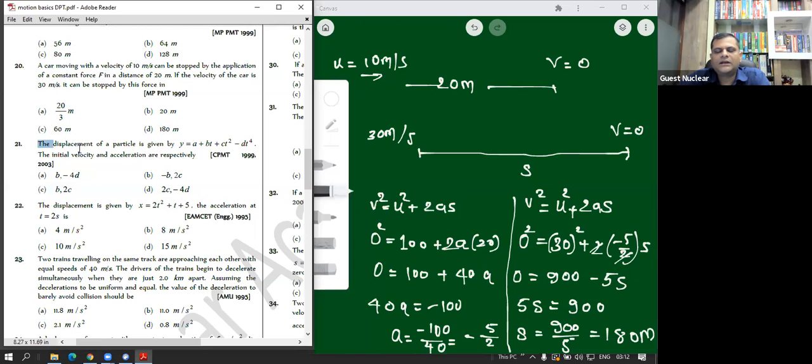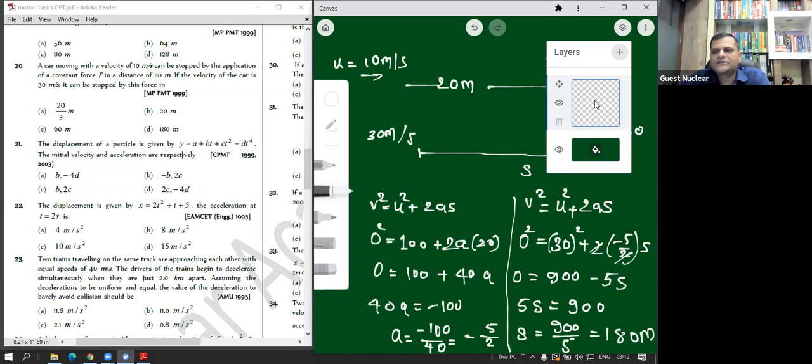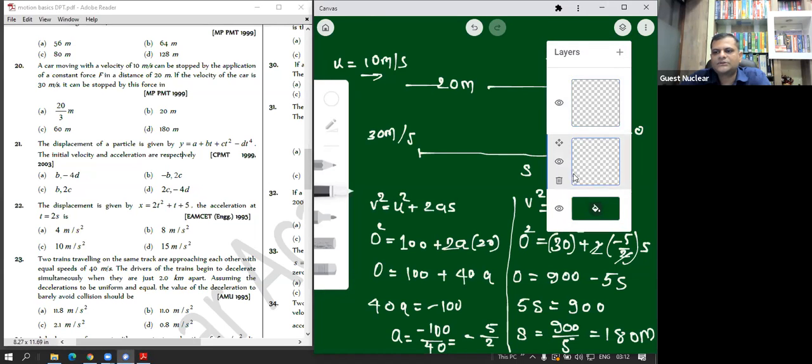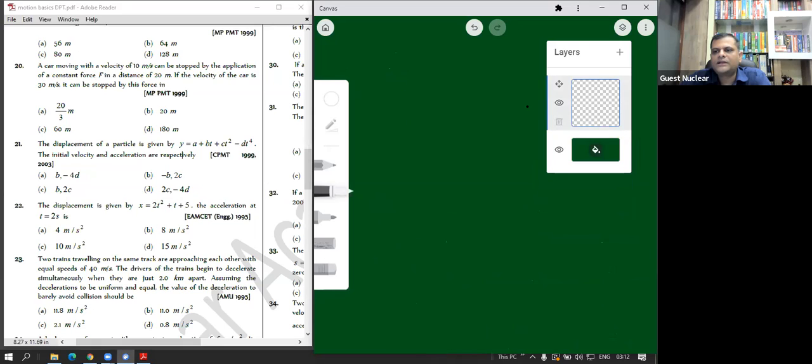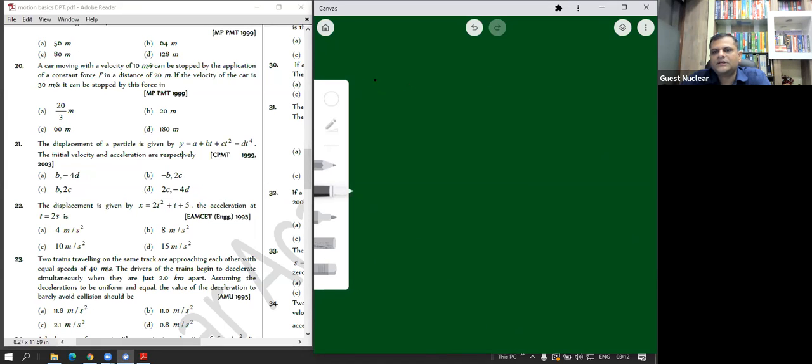Then again 21, the displacement of the particle is given by y is equal to a plus bt plus ct square minus dt raised to 4, right? Then the initial velocity and acceleration of the car respectively. Okay, that means we want to find out the initial velocity as well as acceleration also, right? So how can we get that? Initial velocity, देखो y is equal to a plus bt plus ct square minus dt raised to 4, correct है?